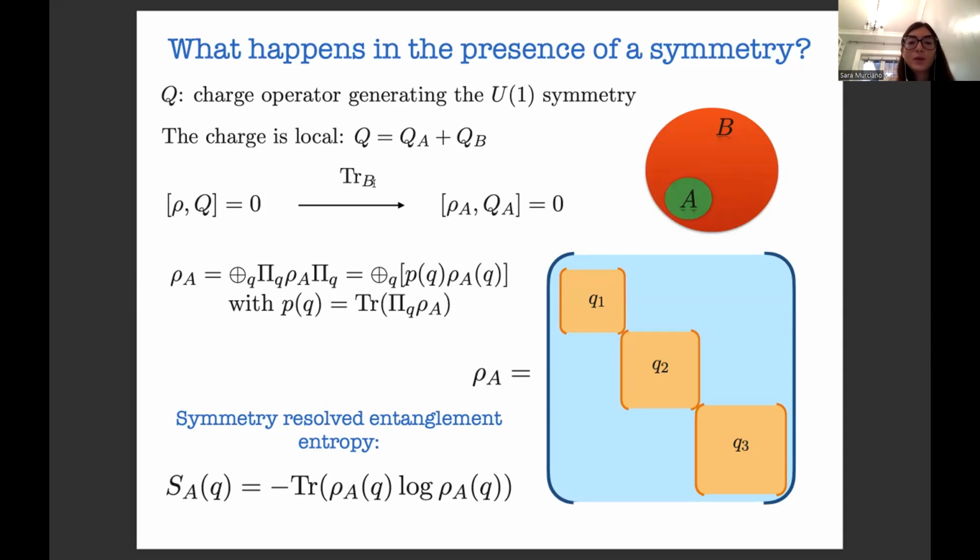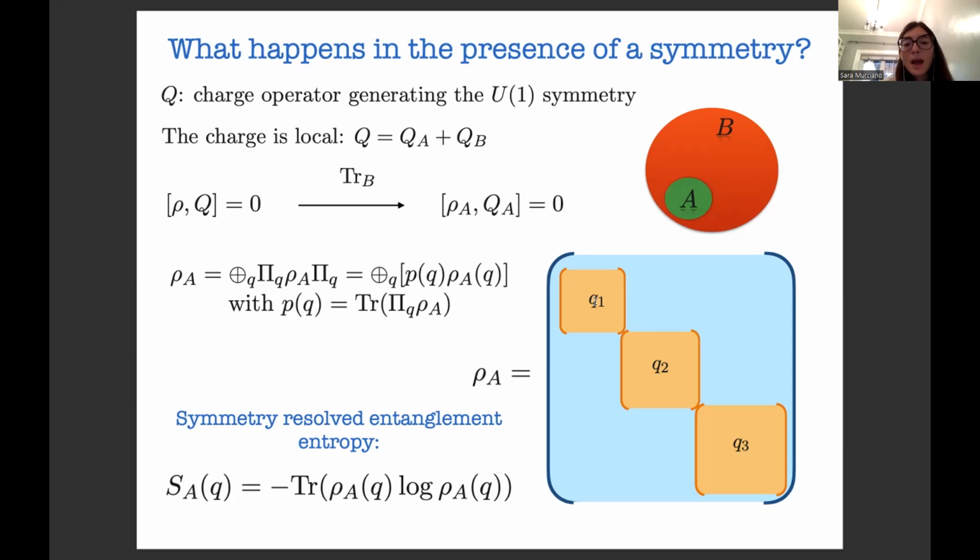Once we trace over B, we obtain that a similar commutation relation holds at the level of the subsystem A. So we have this commutation relation between ρ_A and Q_A. This implies that ρ_A admits a block diagonal decomposition into the eigenbasis of the charge Q_A. And each block is labeled by this small q that basically are the eigenvalues of the charge in the subsystem A.